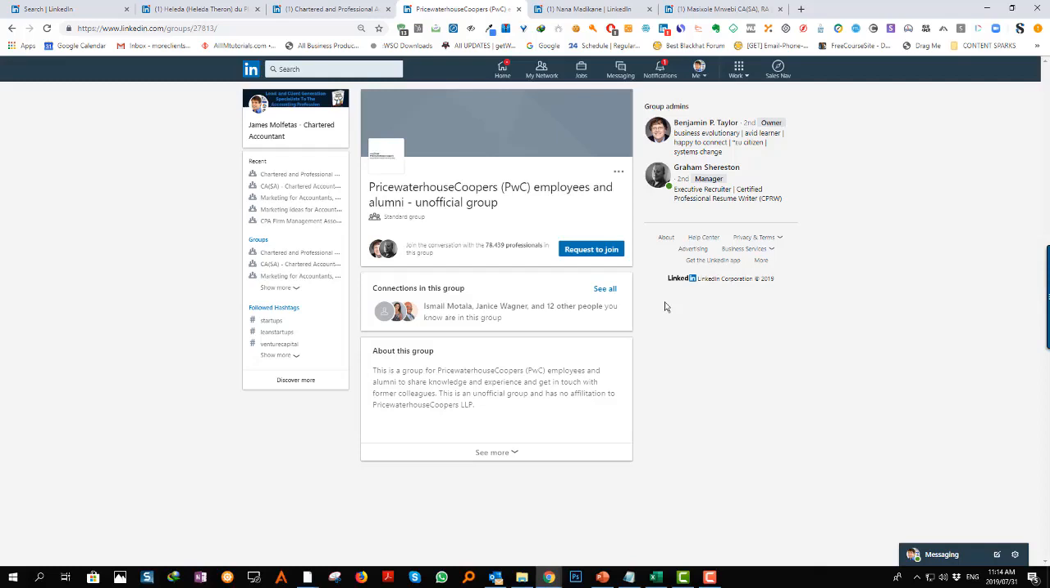Now, the reason that this is important is because the admins don't just jump onto LinkedIn every waking moment and approve you. So you might wait anywhere from a day to a month, sometimes more, to be approved, because sometimes the admins have forgotten about the group. It's not particularly prominent anymore, and you don't really want to be a member of that group.